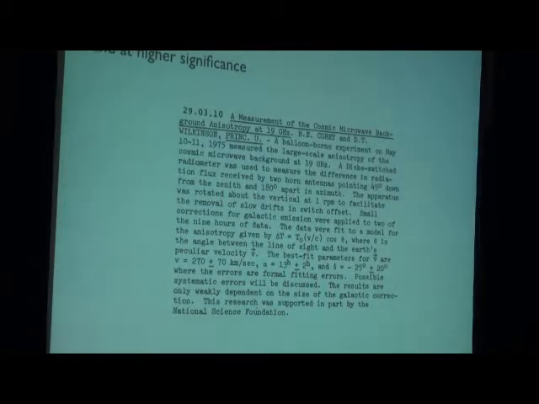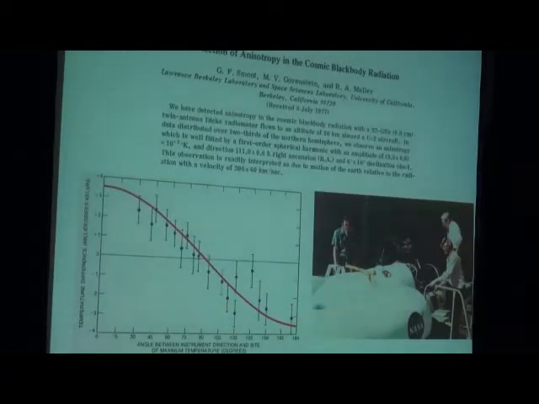Then there were subsequent measurements at higher significance by Corey and Wilkinson, also from a balloon. And then there was the measurement that I think most people are familiar with already, the measurement of the dipole anisotropy by George Smoot using a U-2 airplane. And this is the prototype of the DMR that was later flown on COBE. So this is very nice data, a very high significance measurement of the dipole.